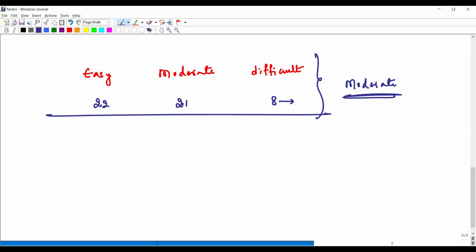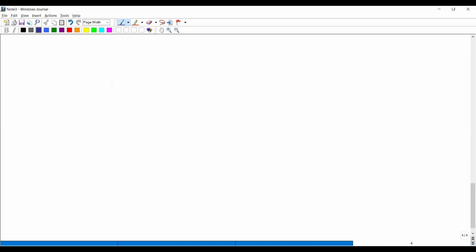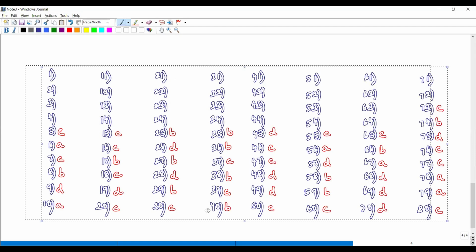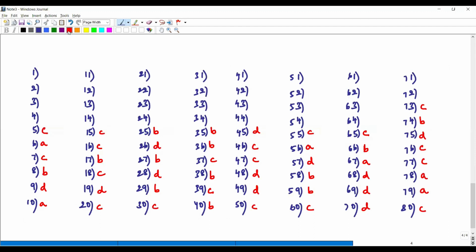So what we'll be doing in this video is, first I'll give you the key. Then after we'll go through question by question explanation. So this is the key of all reasoning and quant questions. I'm excluding the reading comprehension part. This belongs to set A. So you can take a screenshot of it.